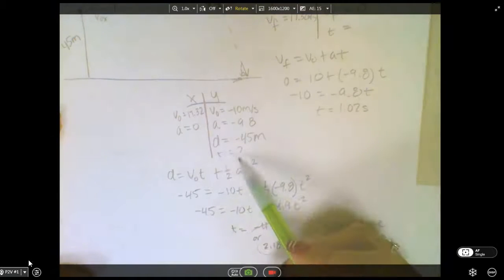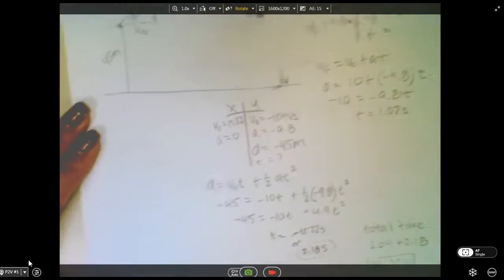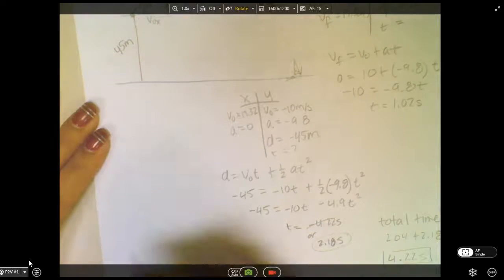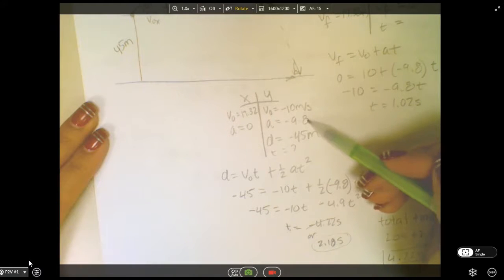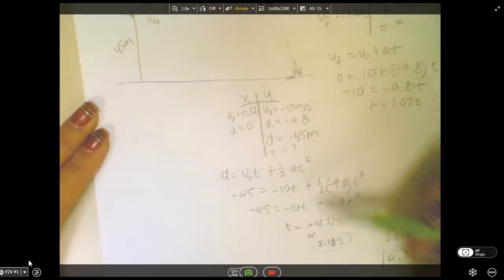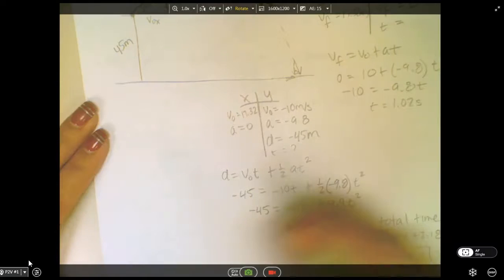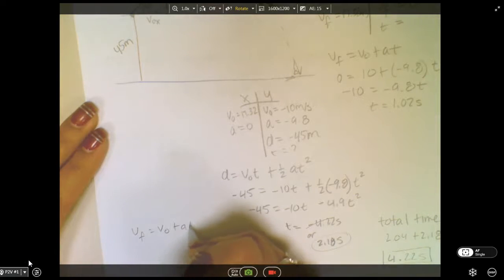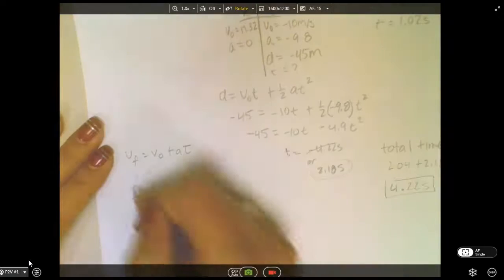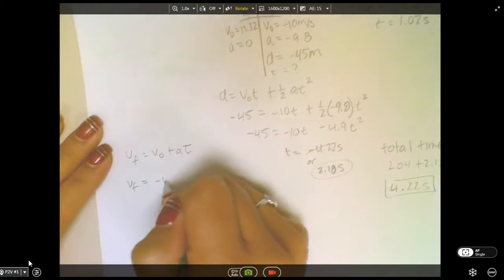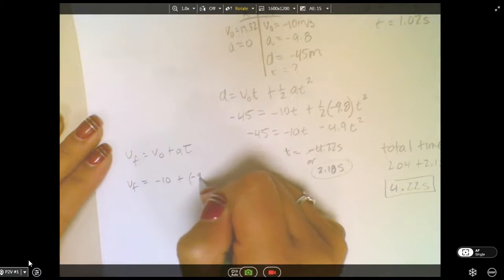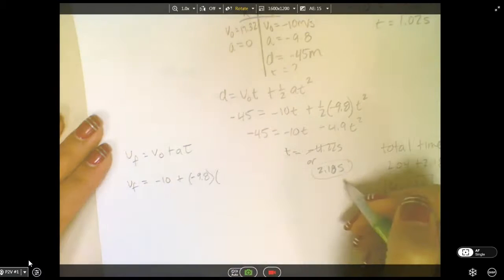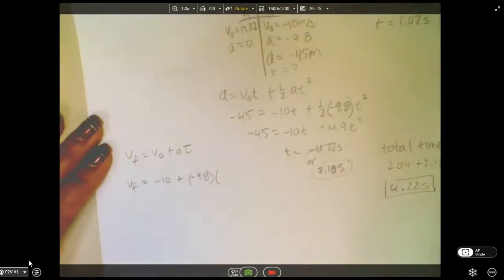So that would take us to this list that we had. So let's go ahead and figure out what the final velocity would be there. So we have the initial velocity is negative 10, we have the acceleration, we have the displacement, we know the time. We have everything, so we could just use the easiest equation. So in my opinion, that would be this one. And so if we go ahead and plug into that one, we get vf equals negative 10 plus negative 9.8 times, and then the t that we found for that section was 2.18.